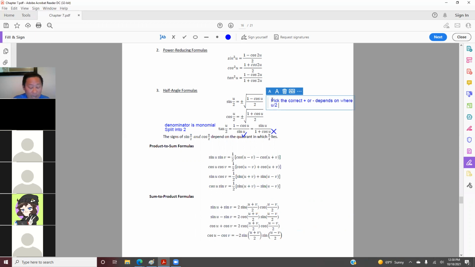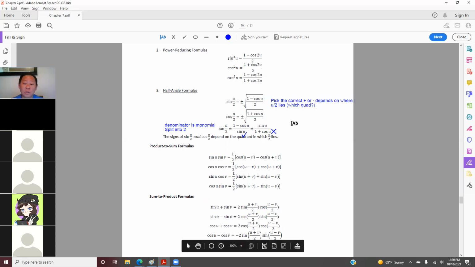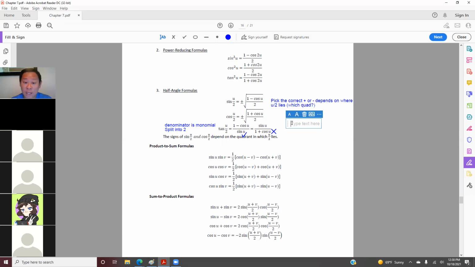Where does u over 2 lie? In this case, which quadrant? That is the meaning of it. You have to figure out where u over 2 lies, meaning what quadrant it goes to. For example, I can show it to you here. They always tell you what quadrant u is in.